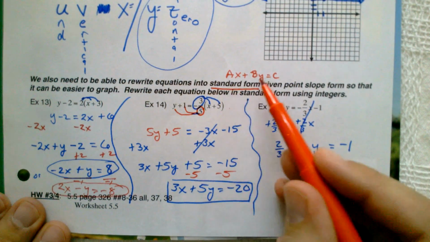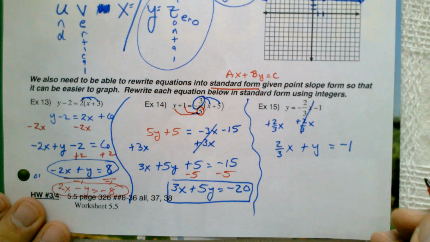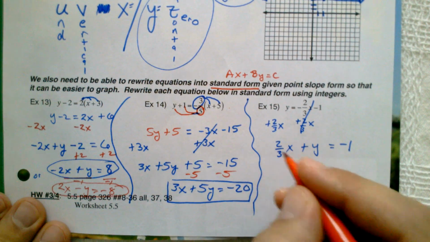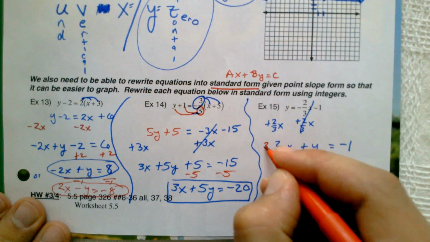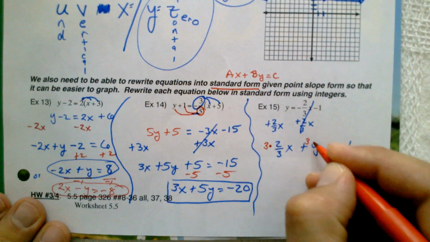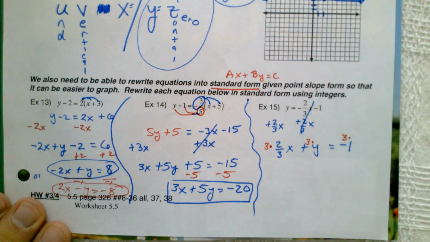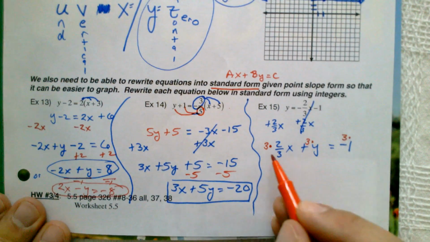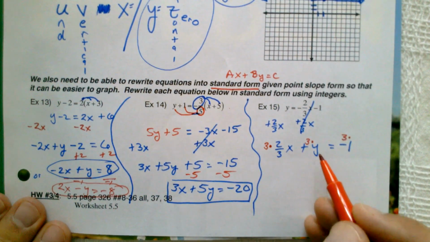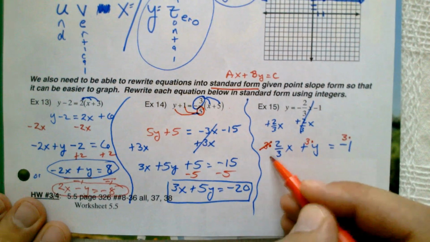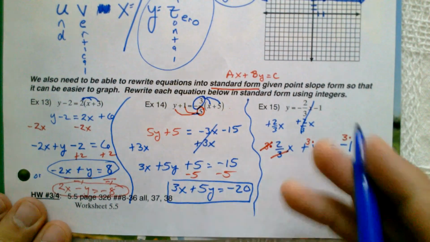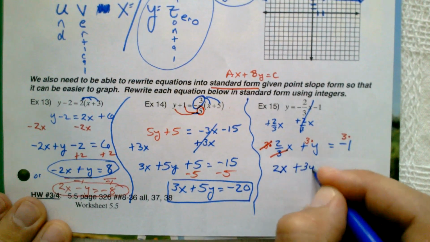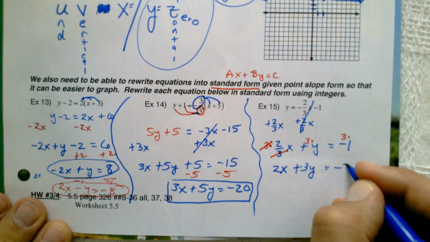All right, they want a, b, and c to be nice, pretty numbers. Well, the reason why it's not a pretty number is this 3. So to get rid of a division of 3, we're going to multiply everything by 3. If you do it to one thing, you got to do it to everything. The idea is you're doing it to both sides. When you do it to this side, you got to distribute. And what happens is these two are going to cancel, and that leaves me with 2x. 3 times y is positive 3y, and 3 times negative 1 is negative 3.